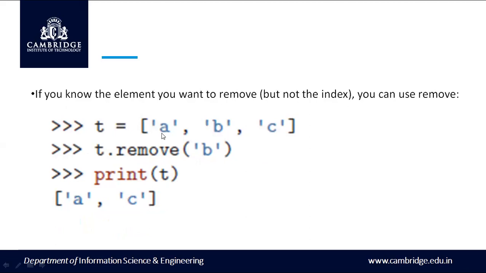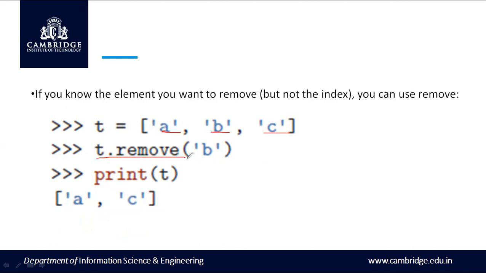And there is a third way, if you know the element, not the index. See here, this is a list T consisting of the elements A, B and C. You know the elements, that is A, B and C, but you don't know the index. Then you can use another way of deleting, that is remove.